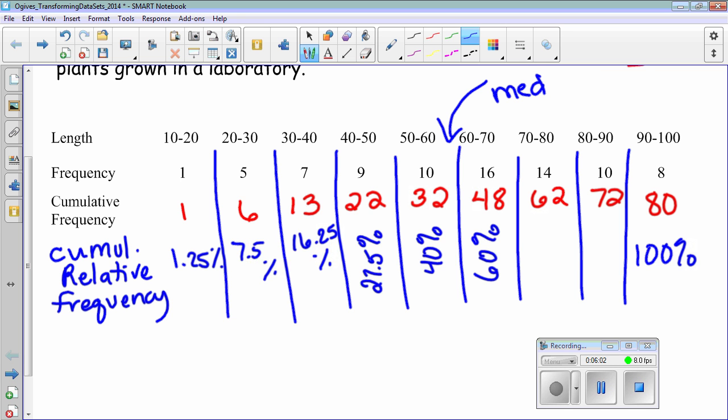All right, so 62 divided by 80 is 77.5%. And then 72 divided by 80, and we should have 90%. And you are going to find quartile 1. Quartile 1 is associated with what percent?